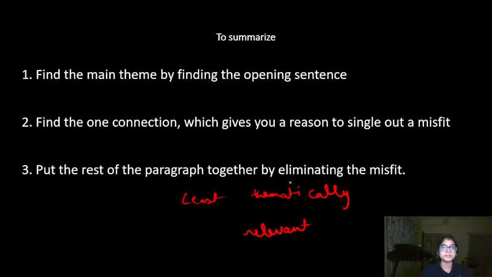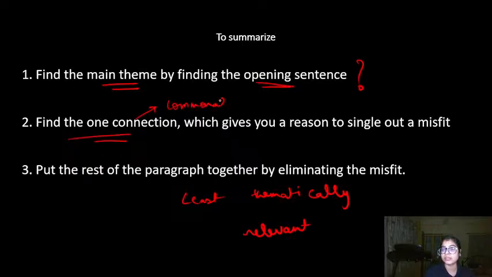So, how does one approach it? First step would be finding the main theme by obviously reading all the sentences and then aiming to find the opening sentence. How does one find opening sentence? Please go watch my parajumble lecture. Next, find the one connection which gives you a reason to single out a misfit. So that one connection will be determined by finding the commonality between most of the statements. Once you find the opening statement and you understand the theme, commonality easily mil jayega. Then, once you find the commonality, the odd sentence out is not going to follow that commonality.